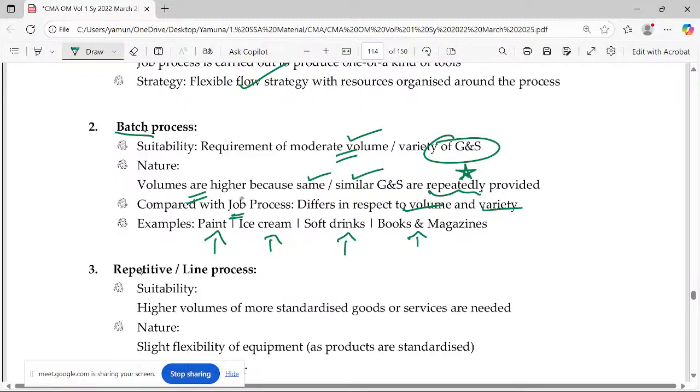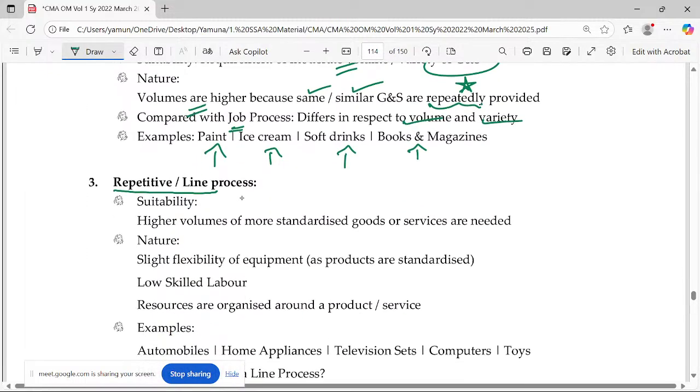Shall I go for the third one? Repetitive, or what you call line process. Line process means it goes continuously. That's what you call line process. Suitable for higher volumes of more standardized goods or services. Slight flexibility will be there, so probably we are fixing with respect to the product only. Slight flexibility there, no skilled labor power. Probably if you go for tea factories and all, they'll not have a big thing.